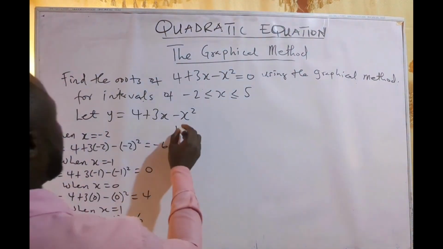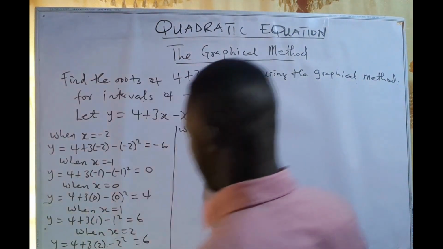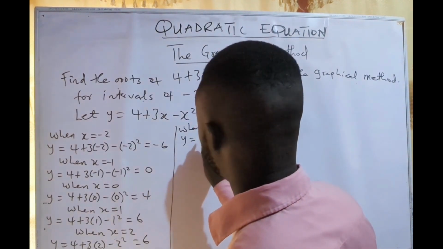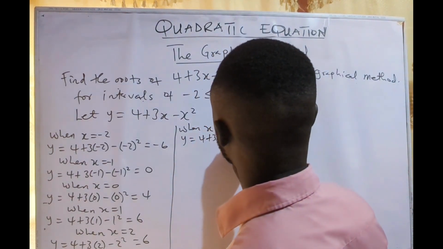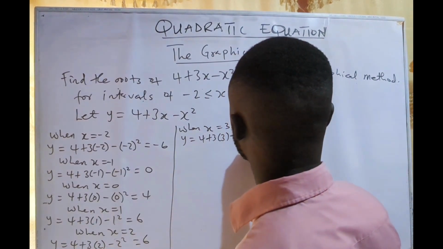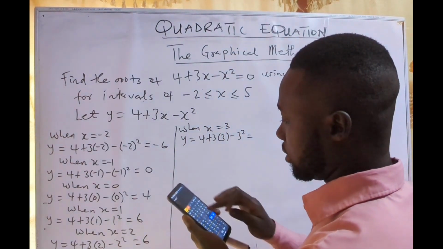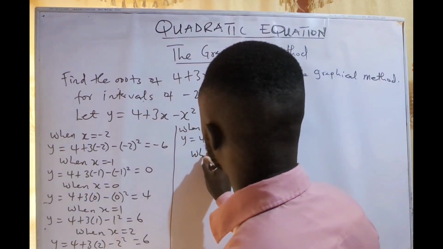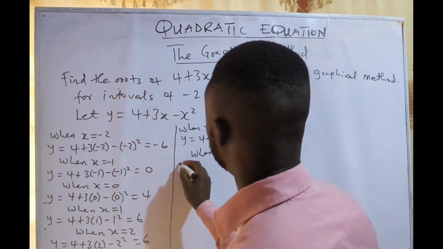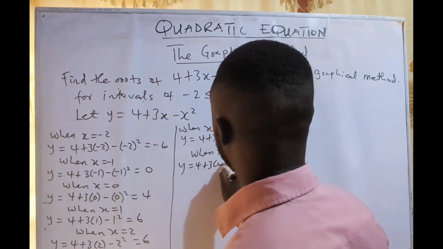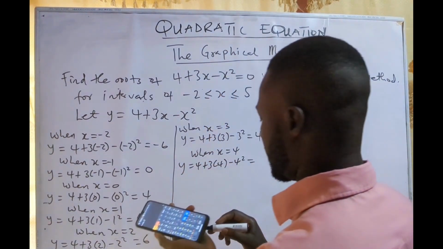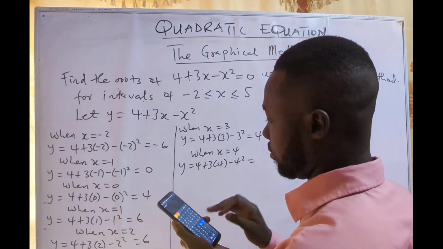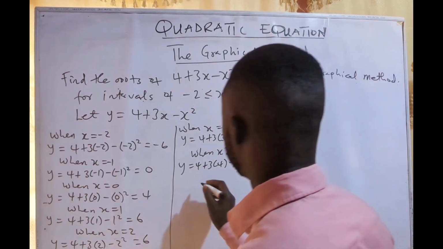Okay. When x is equal to 3, then our y will be equal to what? That is 4 plus 3 times 3 minus 3 squared, and that will give us 4. And when x is equal to 4, y will be equal to 4 plus 3 times 4 minus 4 squared, and that will give us 0.